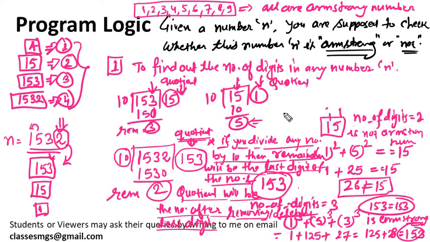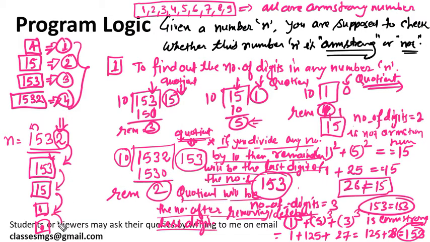Now let's suppose you try to divide 1 by 10, then what will you get? You will get 0 as the quotient, and the remainder will be what? The remainder will be 1 only. So the remainder will be 1, and 0 will be the quotient. That indicates that there is no number left further, and you should stop. So you will get the 0. This logic will help you to calculate the Armstrong number.